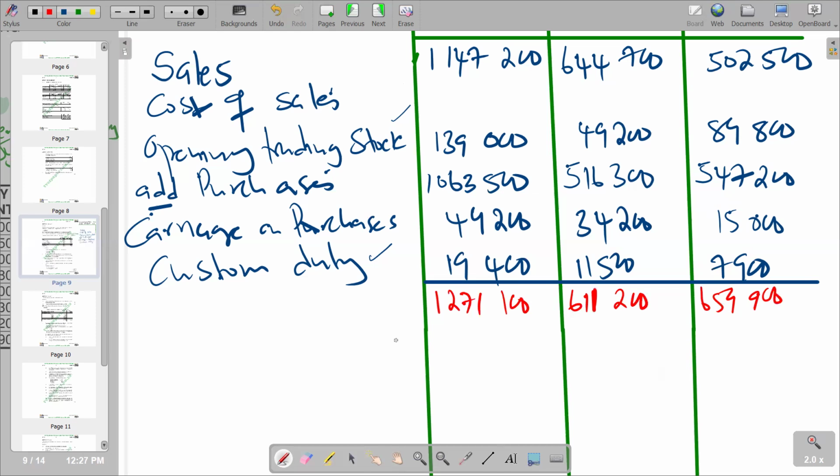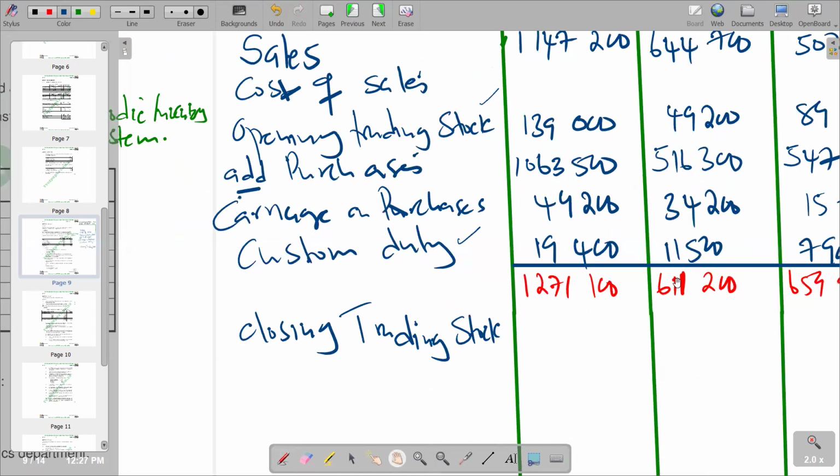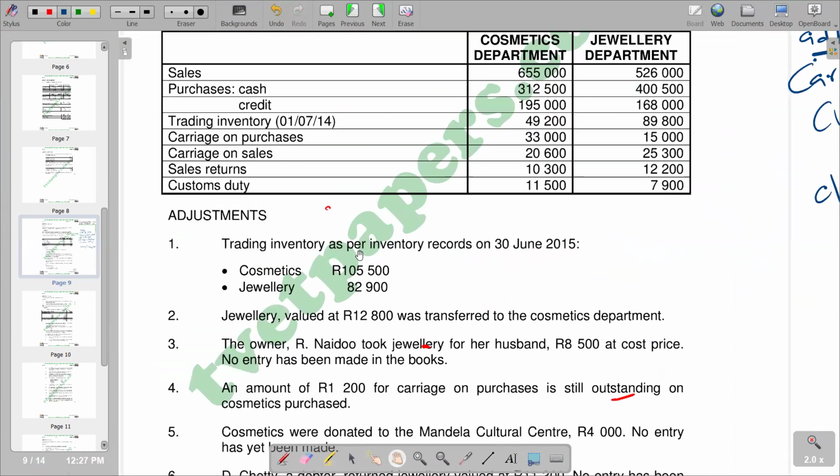Right. So from there, we can now go to our closing trading stock. The closing trading stock we are going to get from the additional information, whereby we are given trading inventory as per inventory records at the end of the period. It's going to be closing cosmetics 105,500, and we've got 82,900 for jeweler.